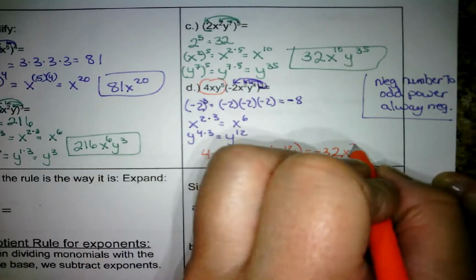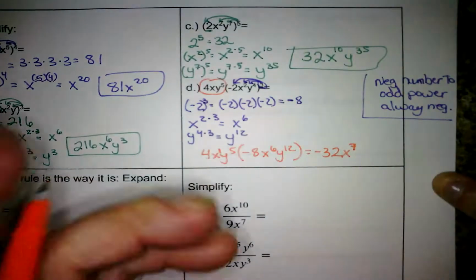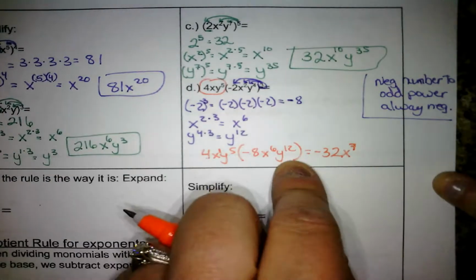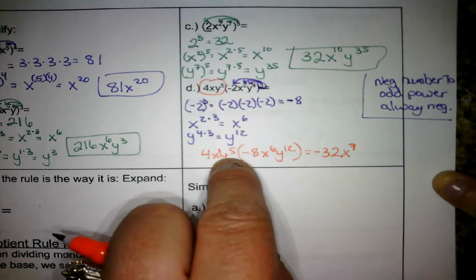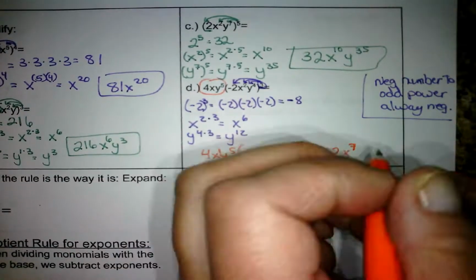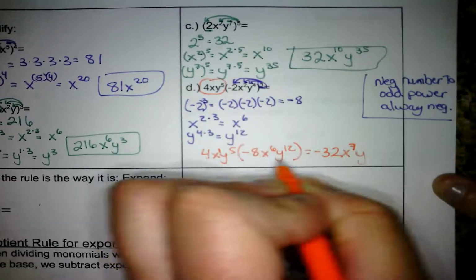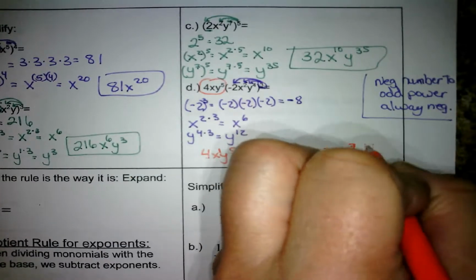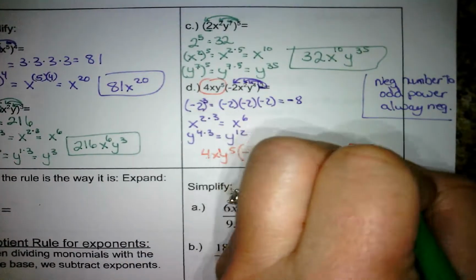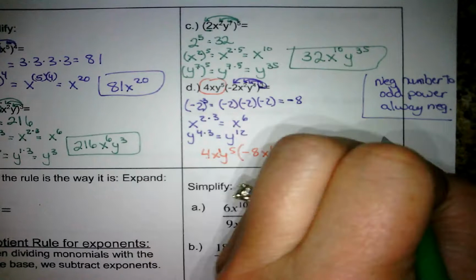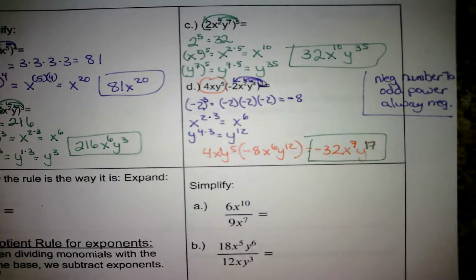So remember, there's a difference. This time I'm multiplying exponents. I'm not raising it to a power. And that's why I'm adding them. So y to the 5th times y to the 12th, I'm going to add 5 and 12, which gives me 17. Uh-oh, my pen's going dead here. Okay, so that's going to be my final answer. But you have to still use PEMDAS, and you have to follow order of operations.